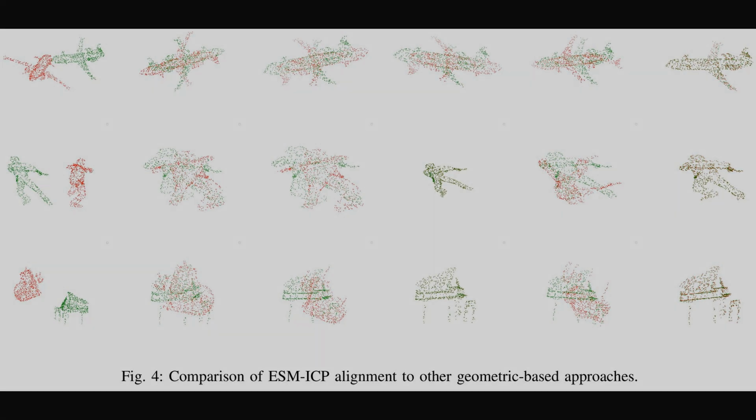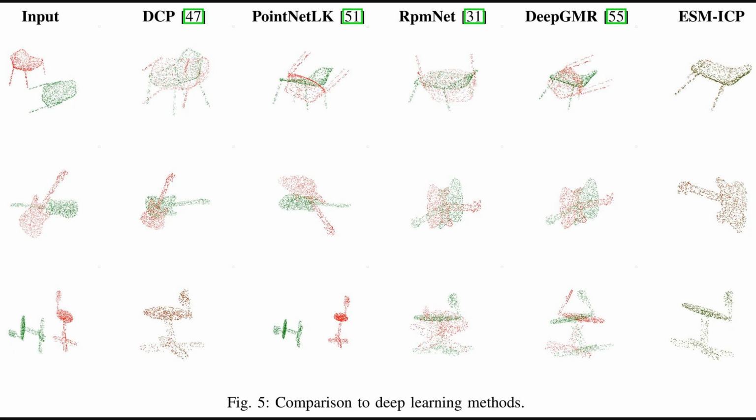Okay, so we've seen how exponential similarity matrix iterative closest point stacks up against traditional geometric methods. Now, Figure 5 shifts the focus to compare its performance against several deep learning approaches. So, these are methods that learn to align point clouds, often from large datasets, rather than relying purely on geometric calculations. Again, we see three different objects: a chair in the top row, a guitar in the middle, and what looks like another type of chair or stool at the bottom.